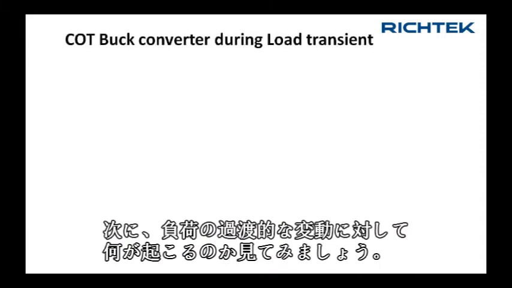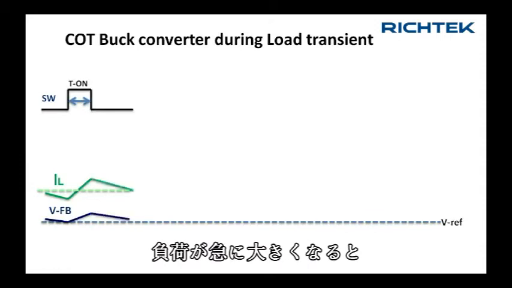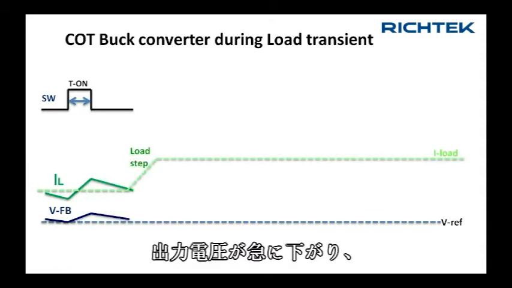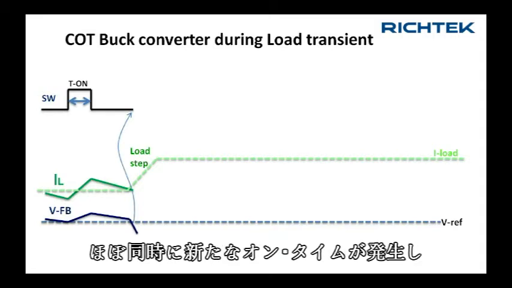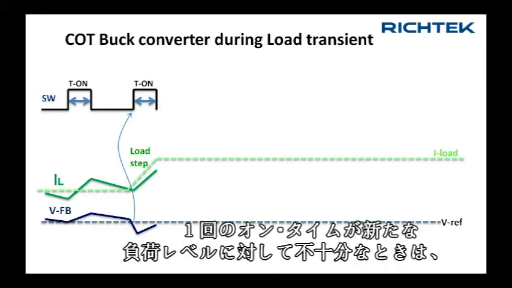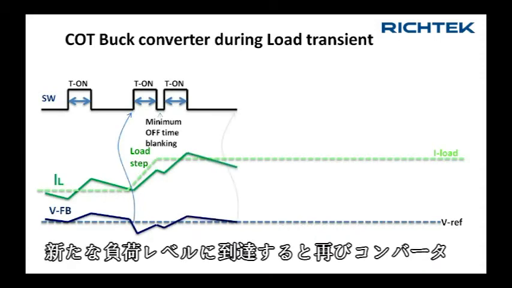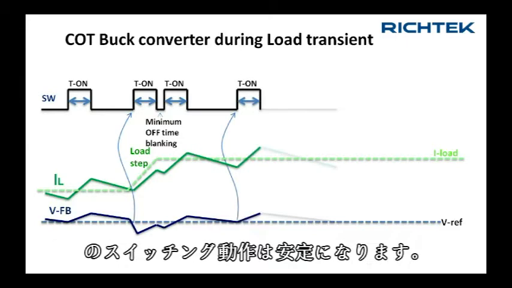Now let's see what happens during load transients. We start with steady-state switching. When we suddenly increase the load, the output voltage drops quickly, and almost immediately a new on time is triggered and inductor current rises again. When this is insufficient to reach the new load level, another T-on is generated after a short blanking time. When the new load level is reached, the converter switching stabilizes again.